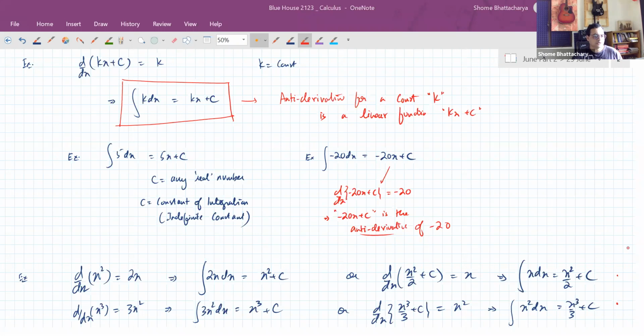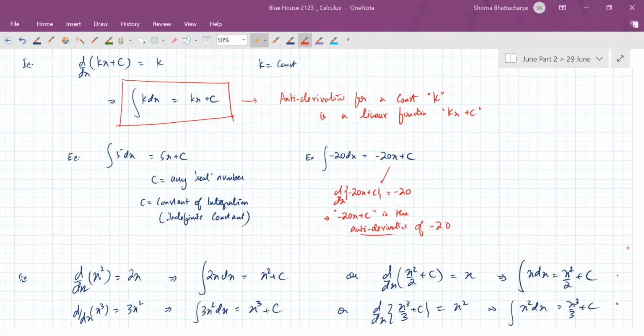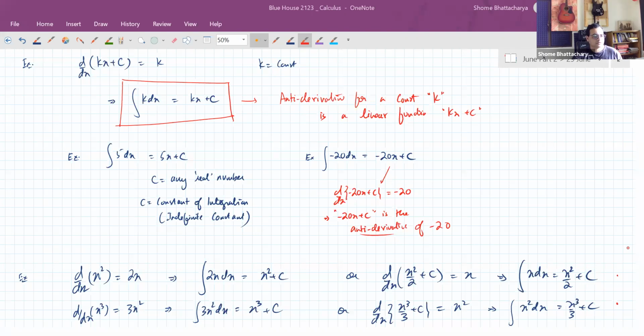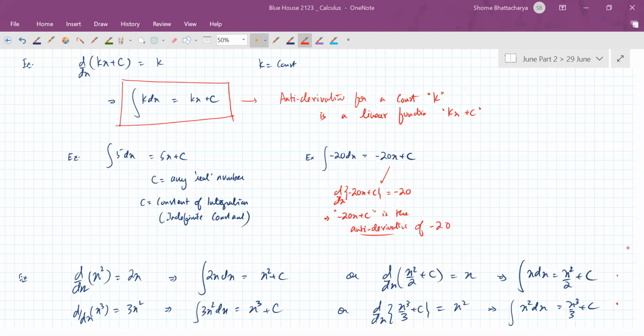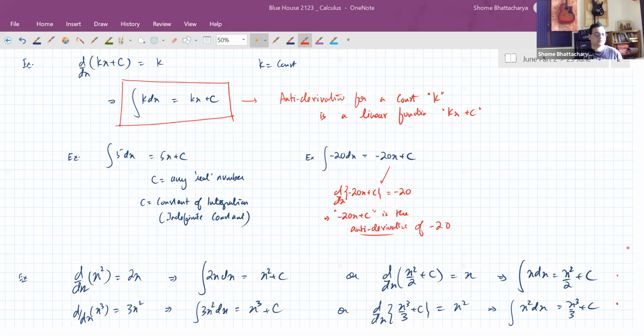Yeah, so Yash, hope this answers your question that antiderivative of a constant is a linear term. Like if that constant is 5, then antiderivative is 5x plus c. Is it clear, Yash? Right, so antiderivative for a constant is a linear function.